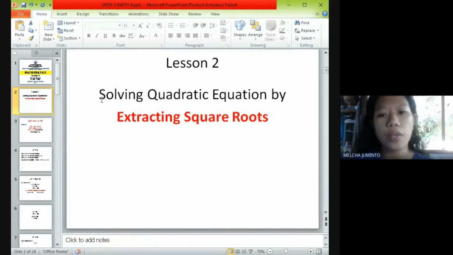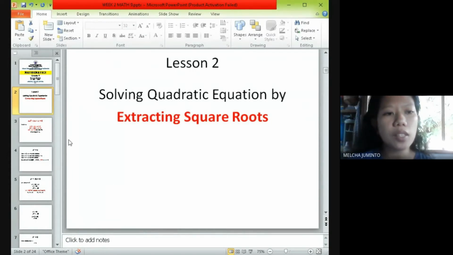Learn how to solve quadratic equations. That's why we will begin with the first method of solving quadratic equations, which is by extracting the square roots. By the way, there are four different methods in solving quadratic equations, and extracting the square roots is one of them. Okay, let us now talk about how we do extracting the square roots.